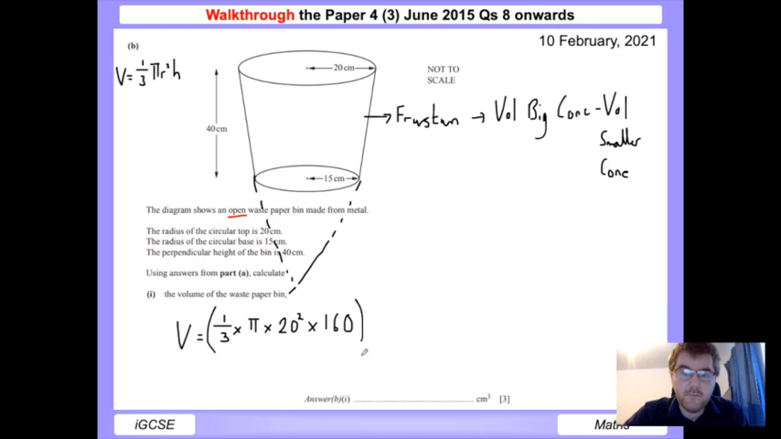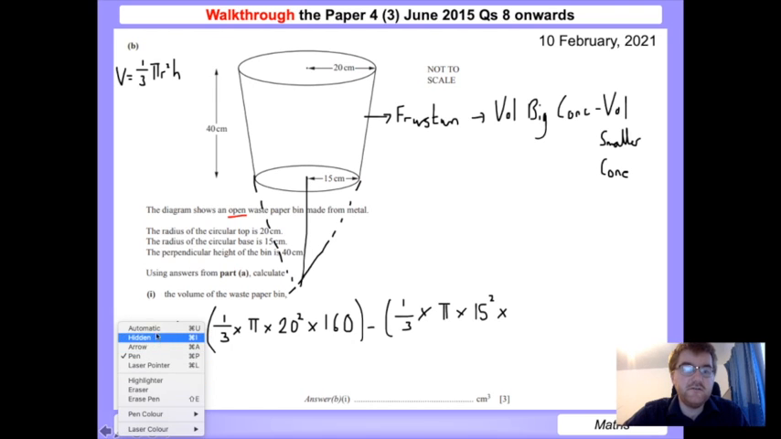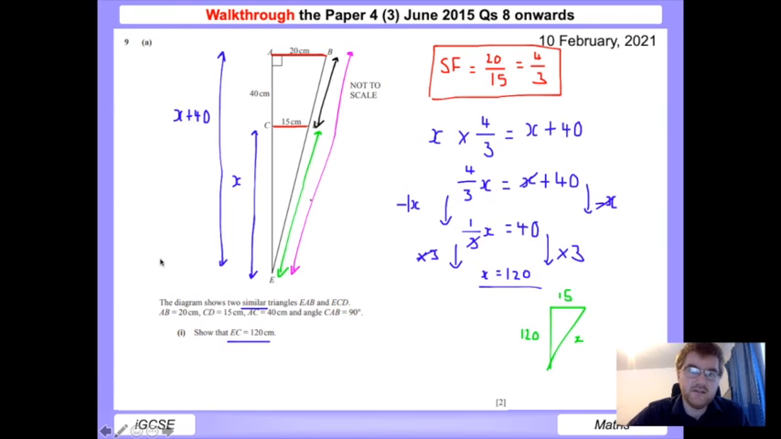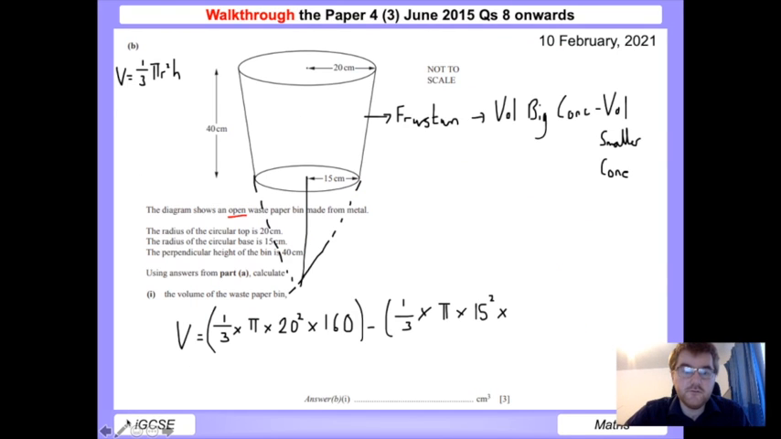And now we minus the smaller cone. So we get 1/3 times pi times 15 squared times this perpendicular height. Again, we've also worked that out as well. That was actually given to us right at the start. It was 120. It's this length here. So we need to type in 120.